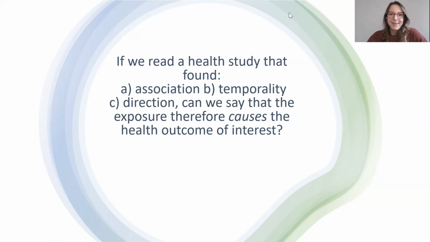Yeah, I can repeat that. So if we read a health study that found association, temporality, and direction, we said those were the three main criteria to look for if you're trying to establish a causal relationship between an exposure variable and an outcome variable. If you did find those three things, is that enough evidence to suggest a causal relationship between that exposure and that outcome?